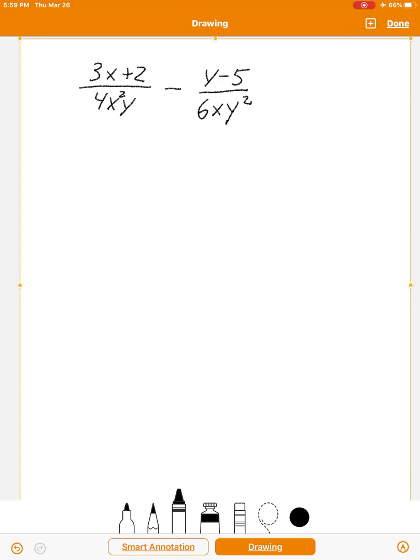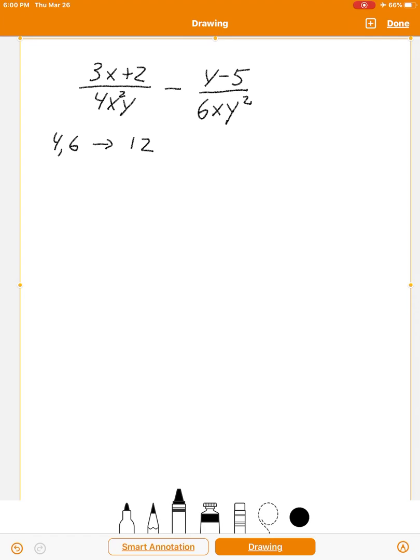Okay? So if you have a 4 and a 6, the lowest common factor, the lowest number that both numbers go into evenly, would be 12. 4 goes into 12 evenly, so does 6. So in the denominator, we want to have a 12.